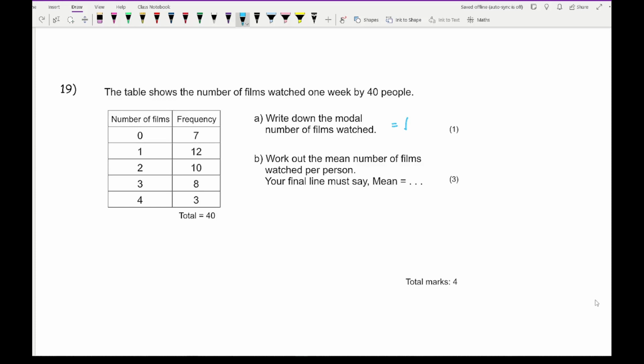So for this, what we need to do is create an FX column, and what we do then is we multiply these. So that's going to be 0 times 7, which is 0, 12, 20, 24, 12. Then our total FX is going to be 68. So then the mean is the total FX, which is 68, divided by the total frequency, which is 40, which equals 1.7.